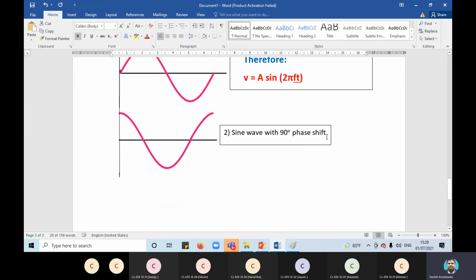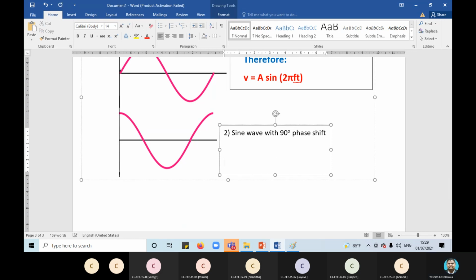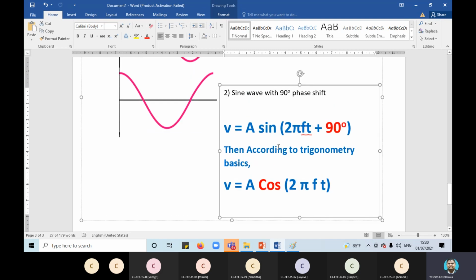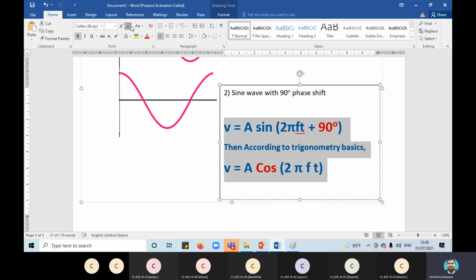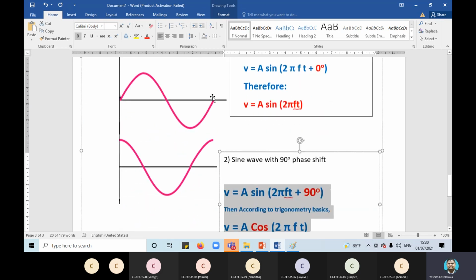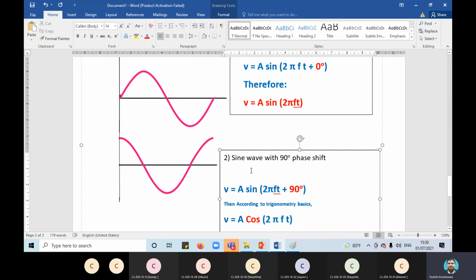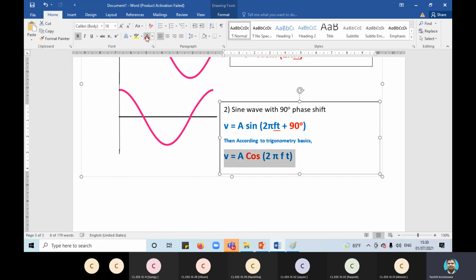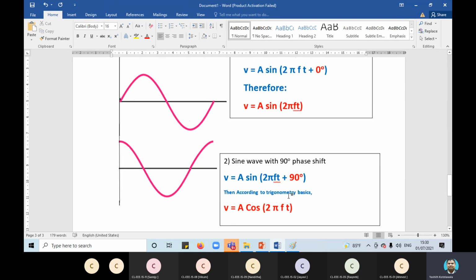If a sine wave has a 90 degrees phase shift, what happens? This is how we write it. And with trigonometric basics, what you get is, whatever angle plus theta plus 90 becomes cos, so you get cos 2 phi ft. This is what happens. There you go. So this is the summarization, students.